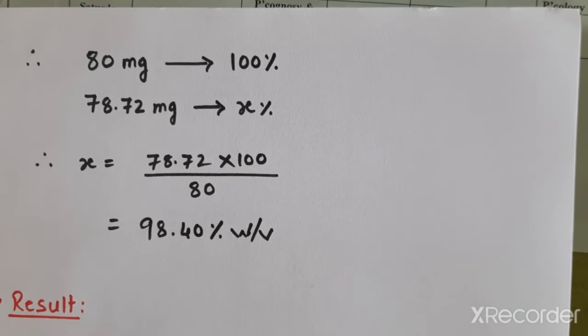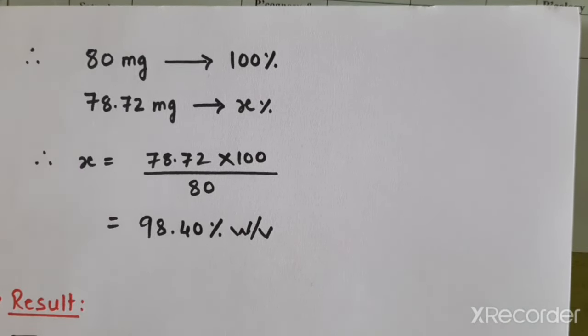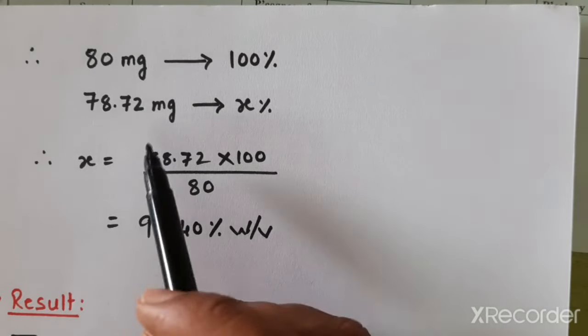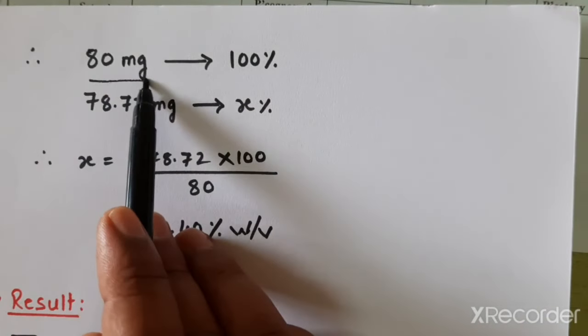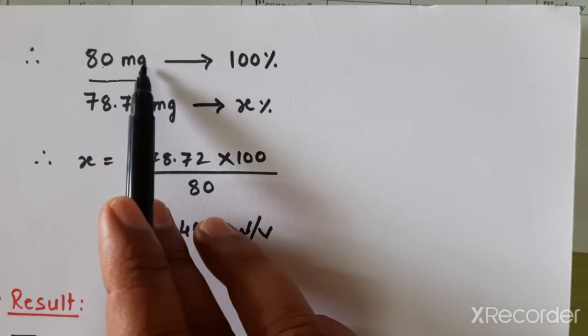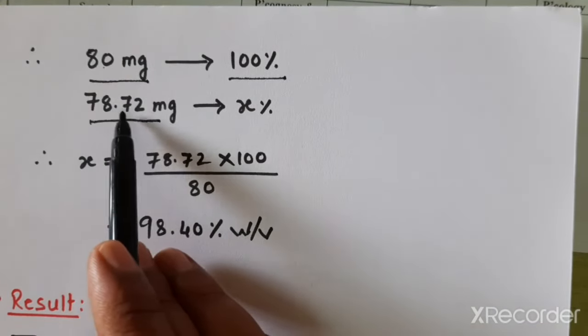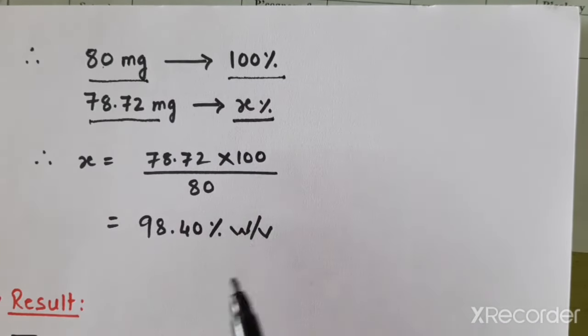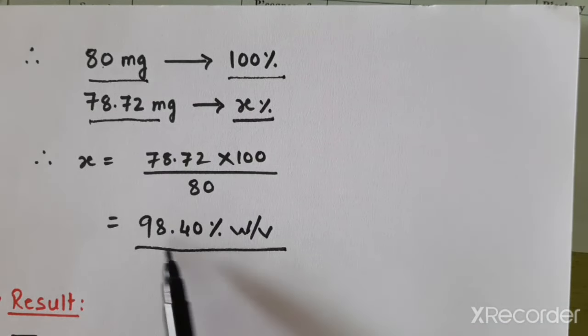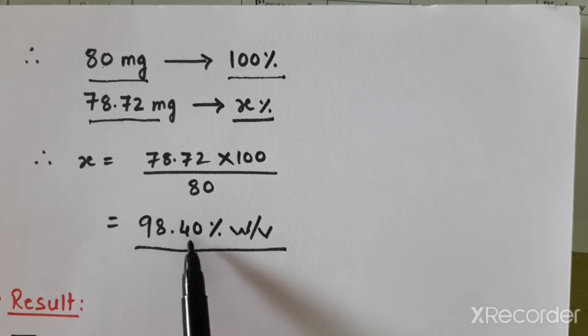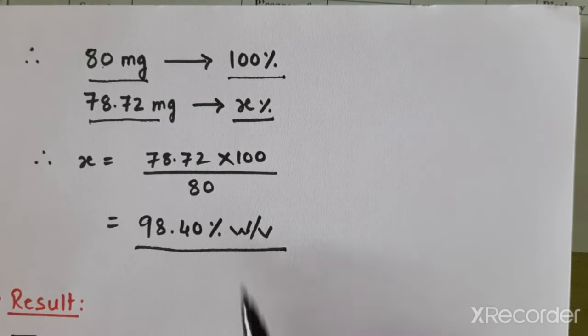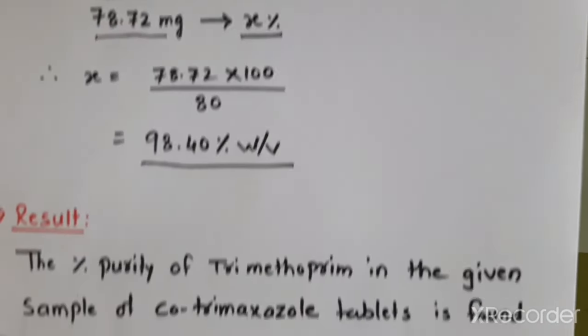Okay, so we can convert that into a percentage, because we are doing an assay here. So let's say 80 mg is the label claim. If we get 80 mg, it will be 100%, and practically we got 78.72 mg. So how much percent will that be? We can solve that, and the answer here is 98.40% w/v.